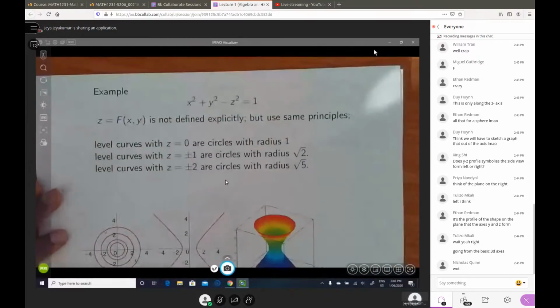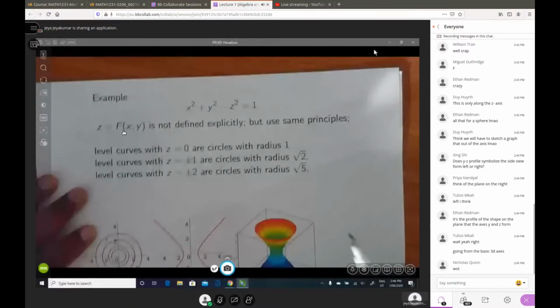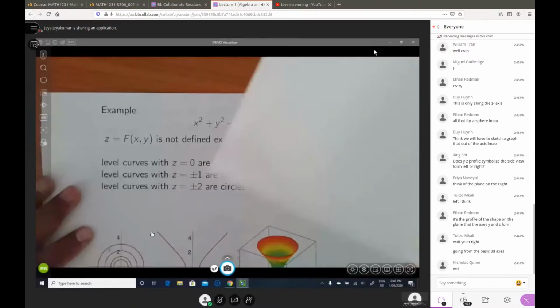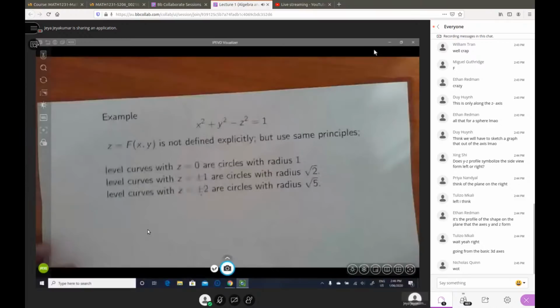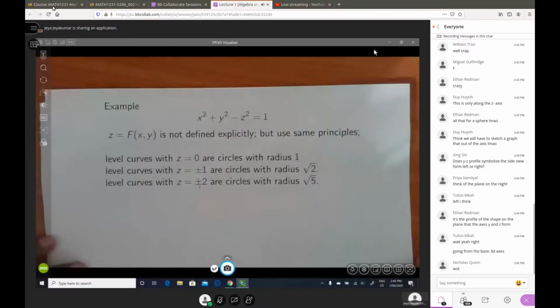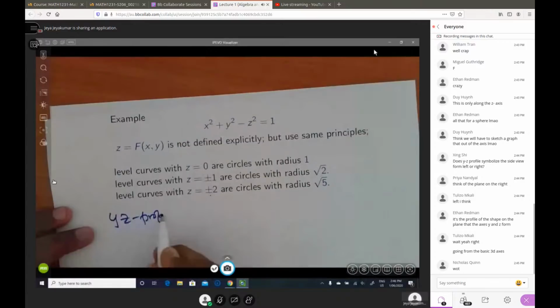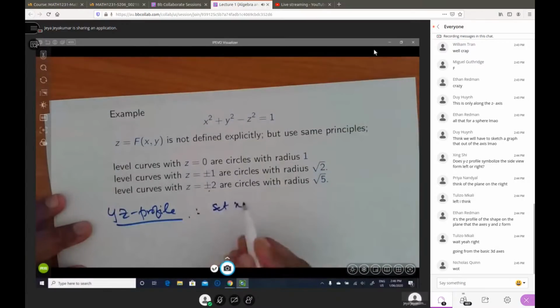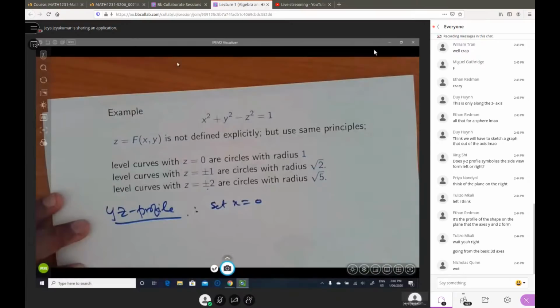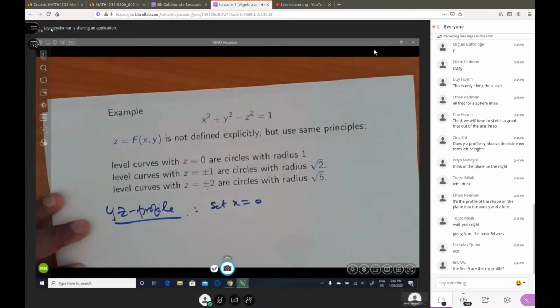Now let's look at the yz profile and xz profile here. I'm just going to go back to the previous slide here. Let's look at the yz profile and see what happens there. So yz profile, in zx equals 0. So in this equation, zx equals 0. So that gives you y squared minus z squared equals 1.